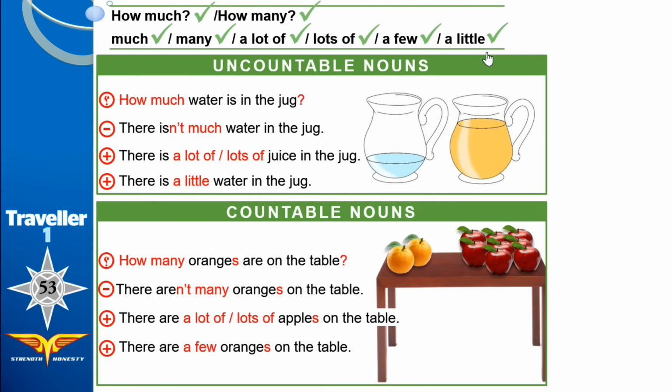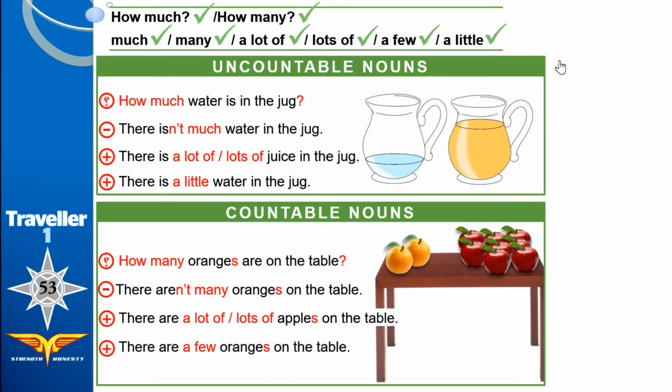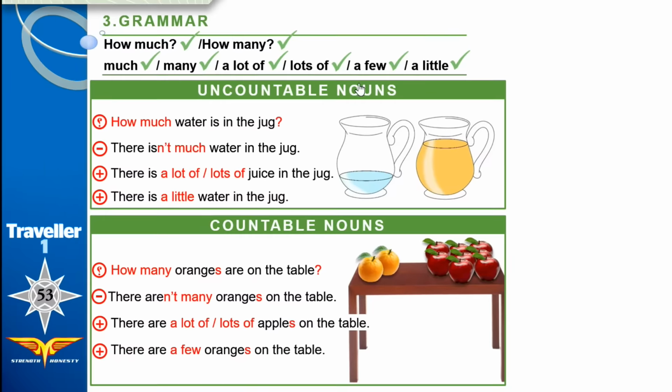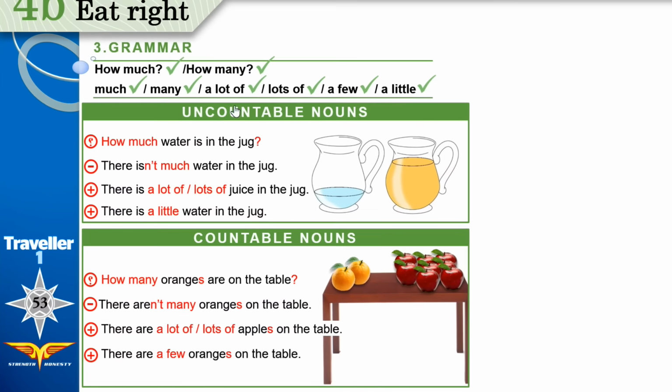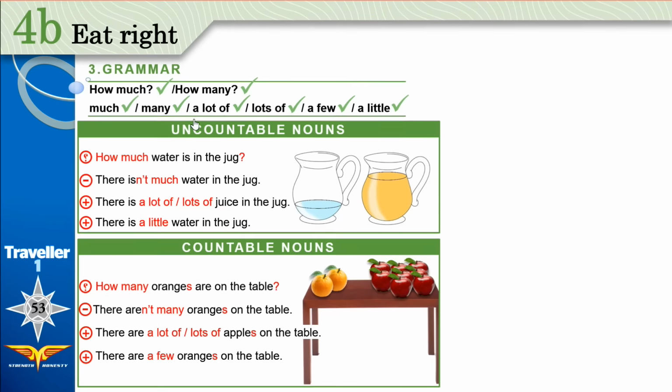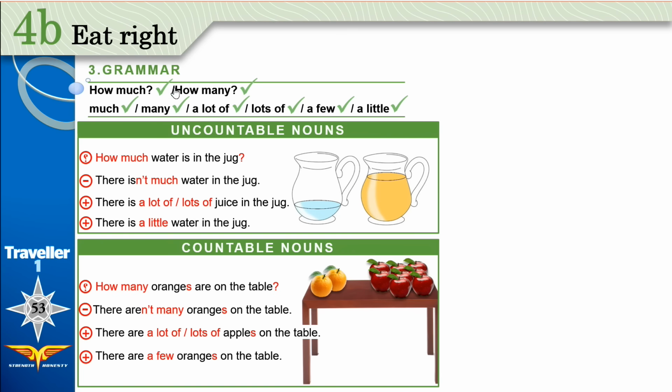How wonderful! We finished today's grammar very fast. I thought it was going to be very difficult, and now I was wrong. It's one of the easiest grammar we have in this year's book. The only thing I want you to notice is that oranges, apples, oranges are always plural.